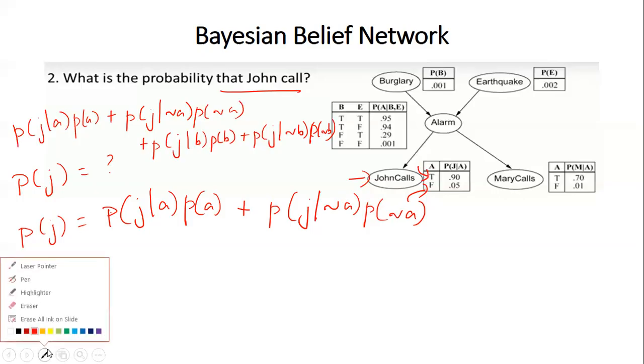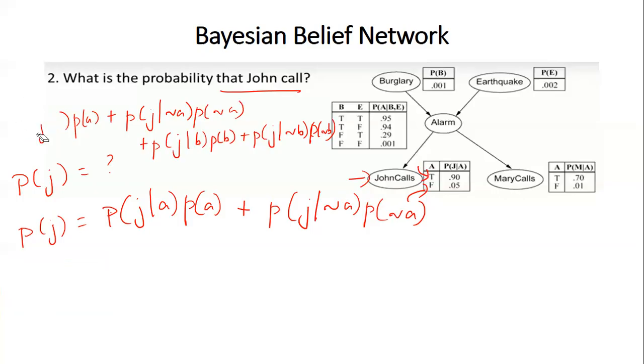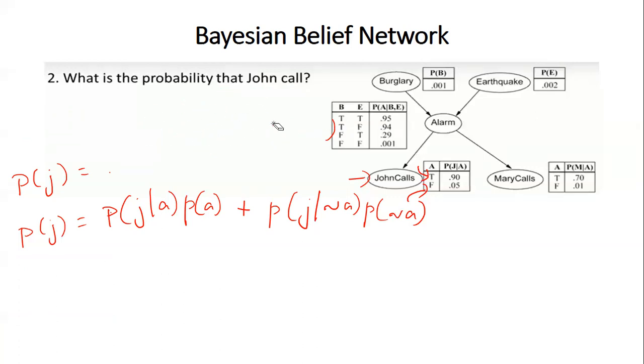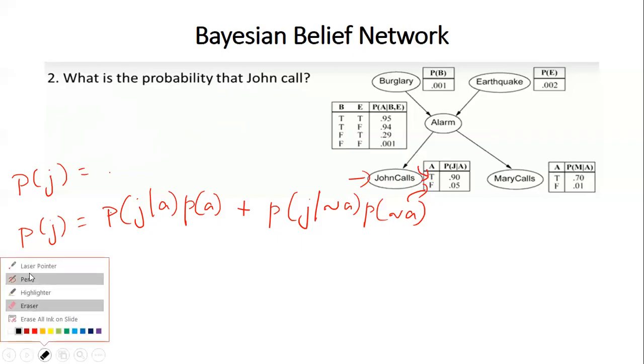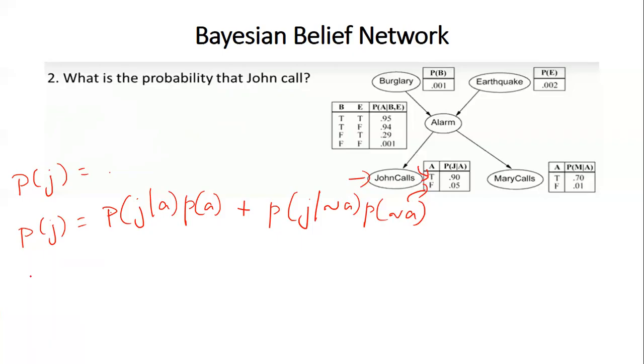But in our case, the probability of John calling depends only on alarm, nothing else. So we are writing this equation like this: the probability of John calls given there is alarm multiplied by the probability of having an alarm, plus probability of John calls given there is no alarm multiplied by the probability of not having an alarm.